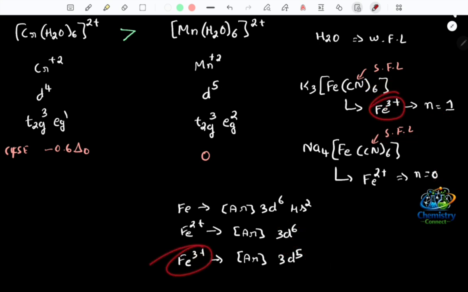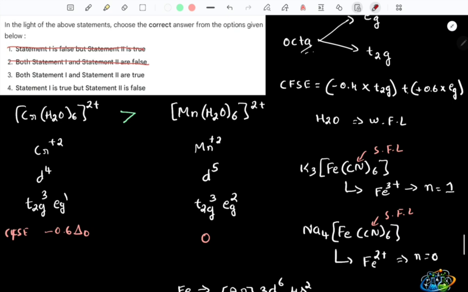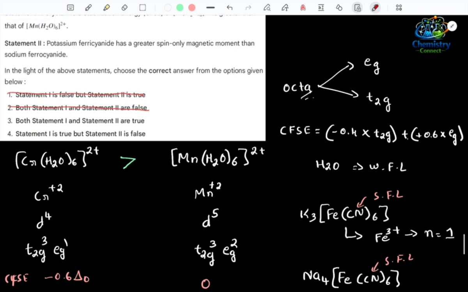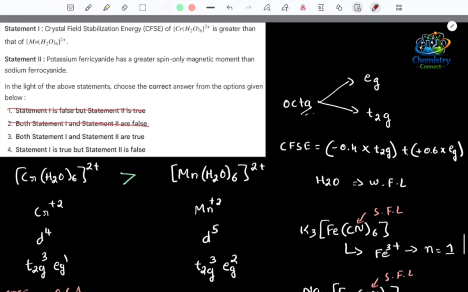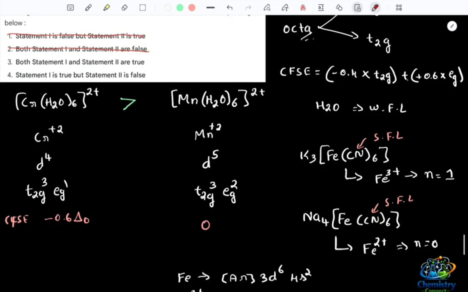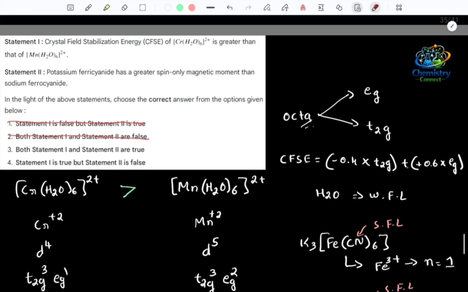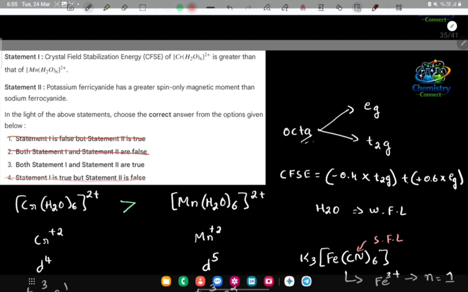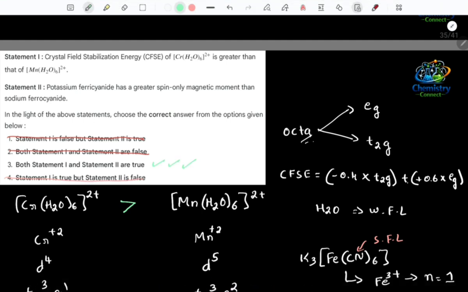So that is in Fe3+. If the number of unpaired electrons increases, the paramagnetic character automatically increases, which means the spin-only magnetic moment also increases. So among K3[Fe(CN)6] and Na4[Fe(CN)6], K3[Fe(CN)6] has the higher spin-only magnetic moment. The statement they have given is 100% correct. So option 3 is the correct answer. Thank you so much, students.